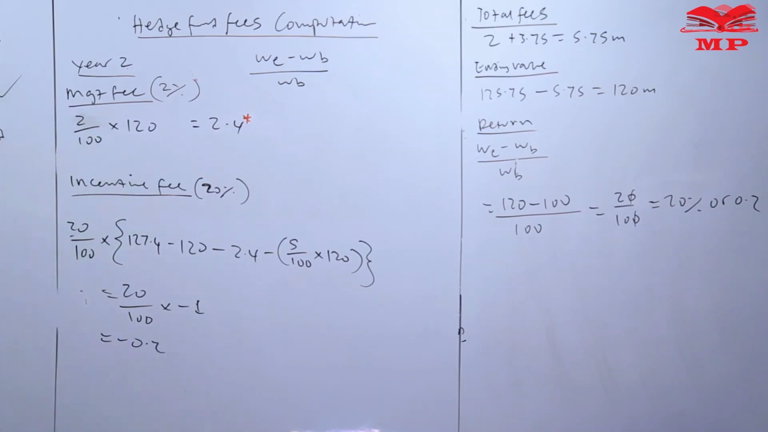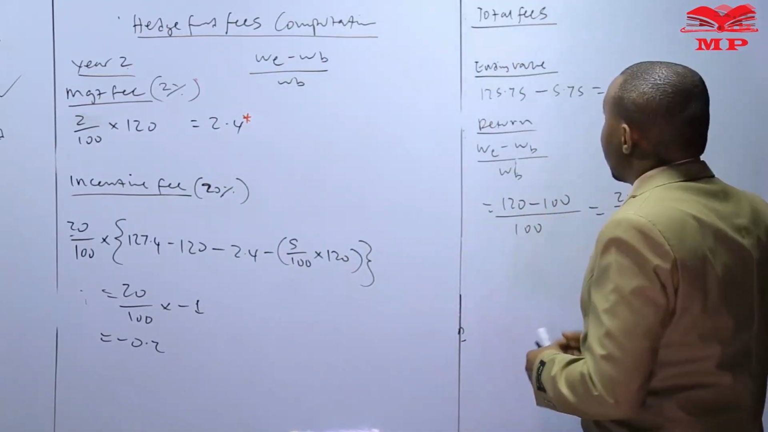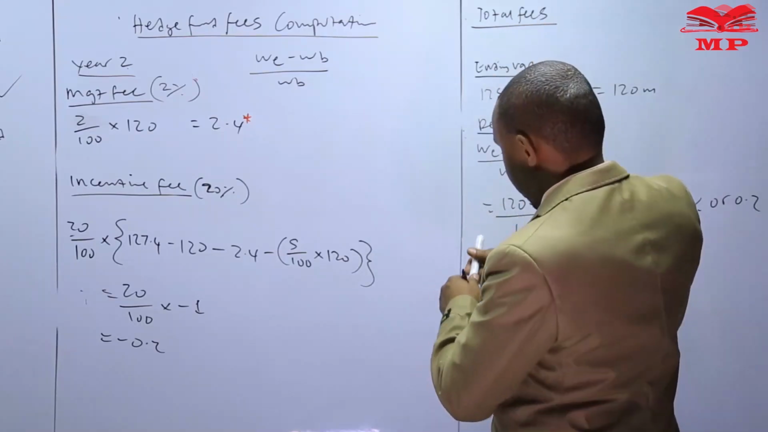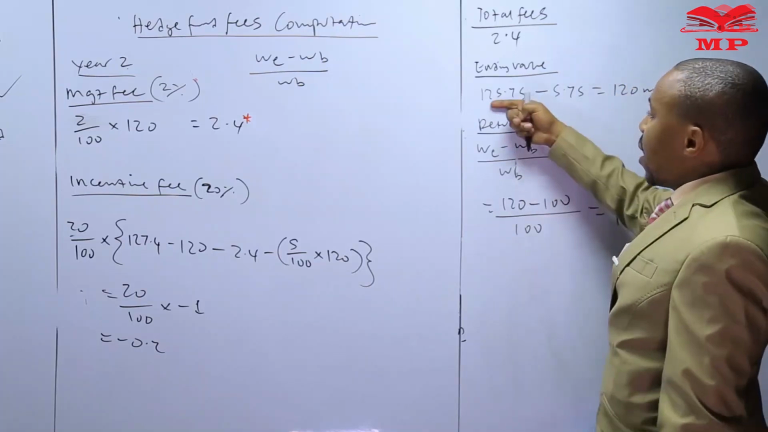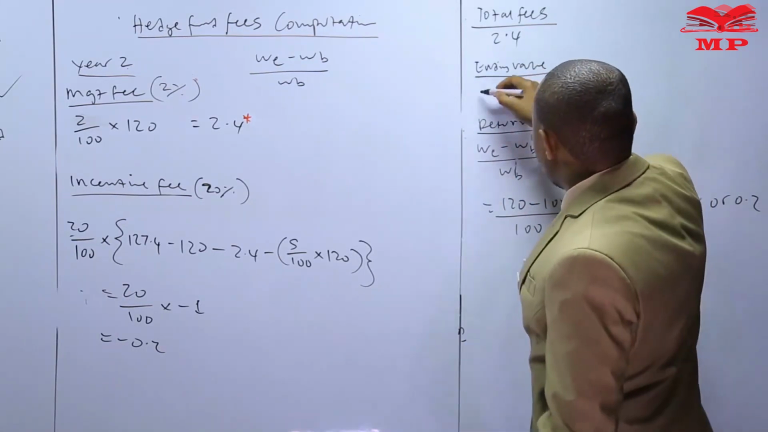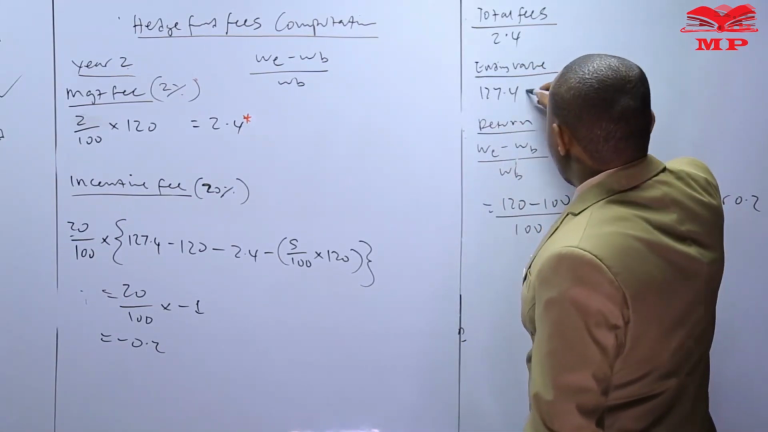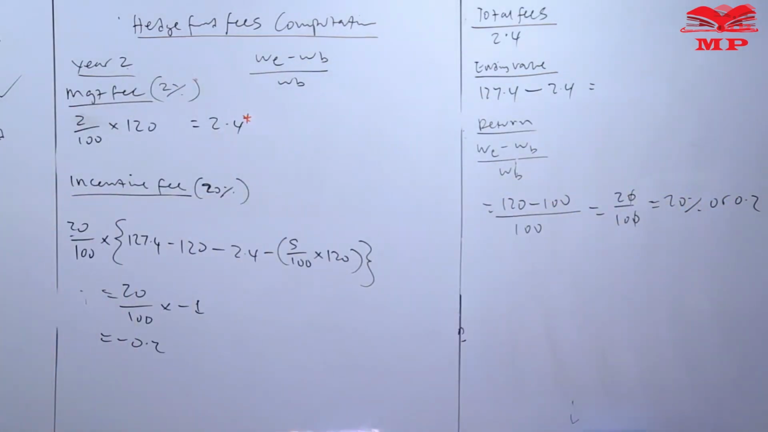So what we're going to do is that on this other side, right here, the total fees over here is only going to be 2.4. The ending value, you get the ending figure, which is 127.4 right there. So it's 127.4, like that. You minus 2.4. Now how much do we get? 127.4 minus 2.4 is 125.